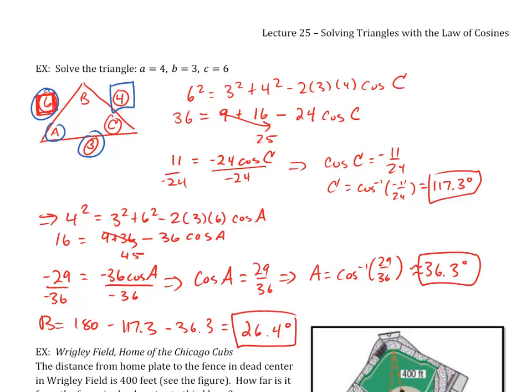Just two applications of law of cosines will solve a side, angle, side and a side, side, side. Side angle side and side side side. Just two applications of the law of cosines will solve both of those types of problems.